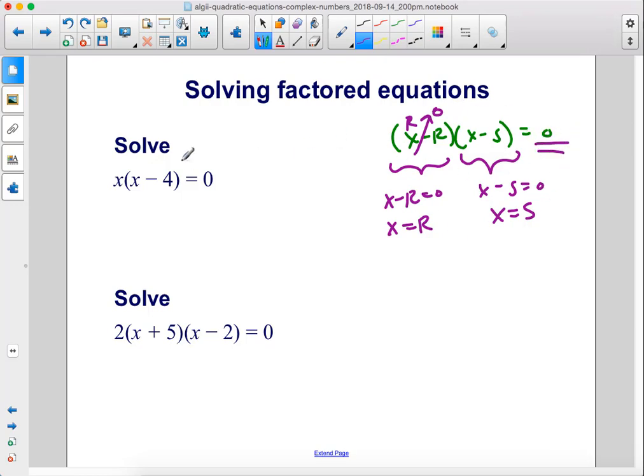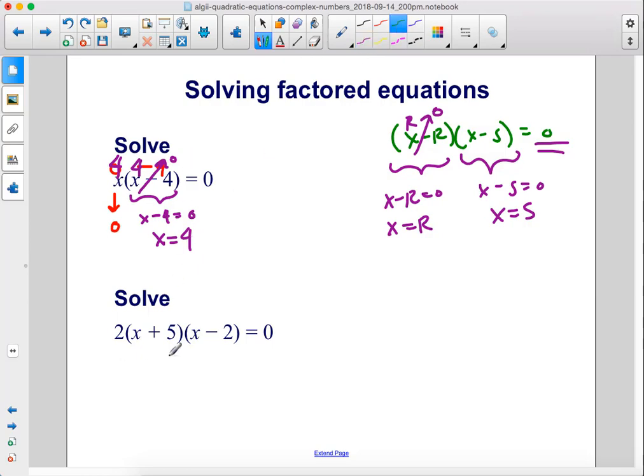So let's apply this to some problems. x times (x minus 4) equals 0. Therefore, either x equals 0, because if x equals 0, this would be 0, this would be negative 4, and 0 times negative 4 equals 0, or our other option is x minus 4 equals 0, and therefore x equals 4. If we add 4 to both sides, if x equals 4, we would have 4 times (4 minus 4). This would be 0. 4 times 0 equals 0.